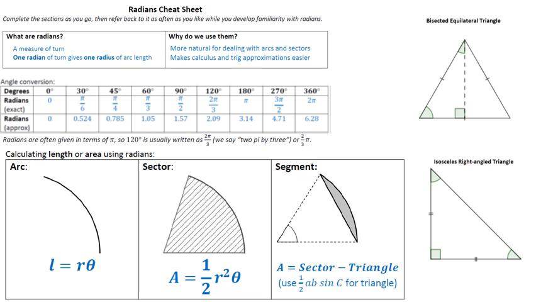You can get those in 30, 60, and 45, but there's nothing to stop you from writing these angles in terms of radians. So for instance, your 30-degree angle at the top of the bisected equilateral triangle is pi by 6. The angle at the base will be pi by 3, that's 60 degrees. And then in the isosceles right angle triangle, both of the angles are pi by 4.